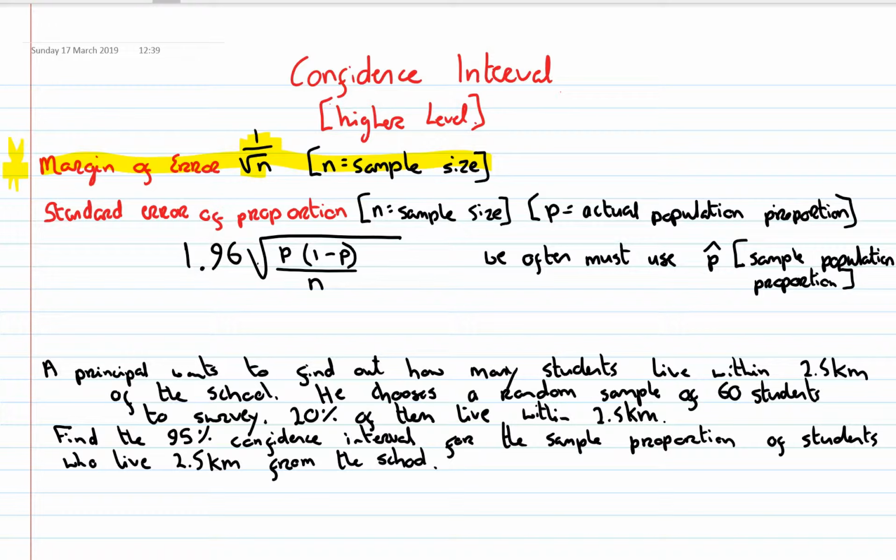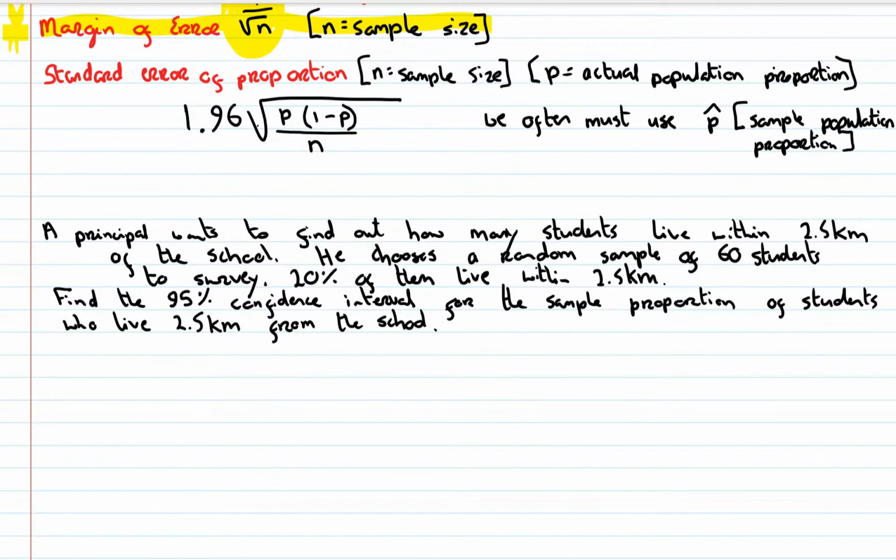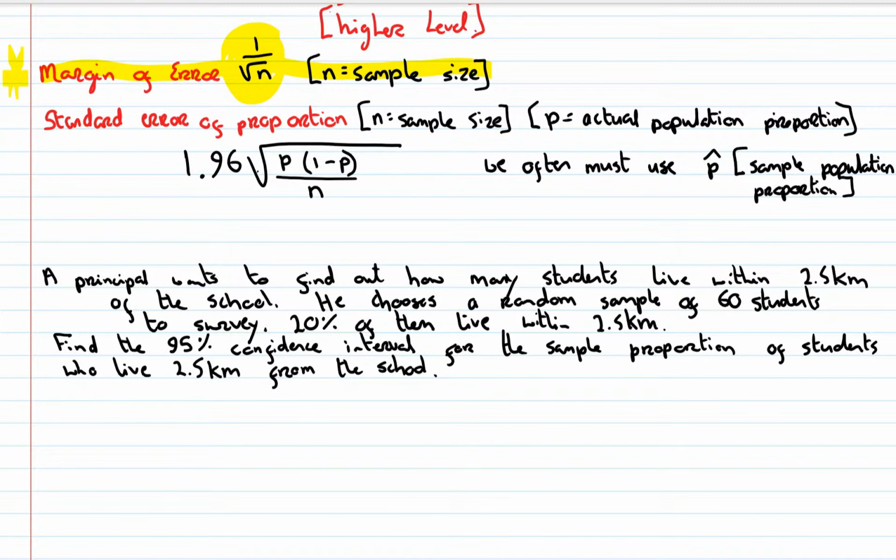But I begin this video by just explaining how we would use this to get our confidence interval. What we'll actually be using though is the standard error of proportion. The best way to explain it is to answer this question using the margin of error, and then we'll use the standard error of proportion in progressing our question a bit.